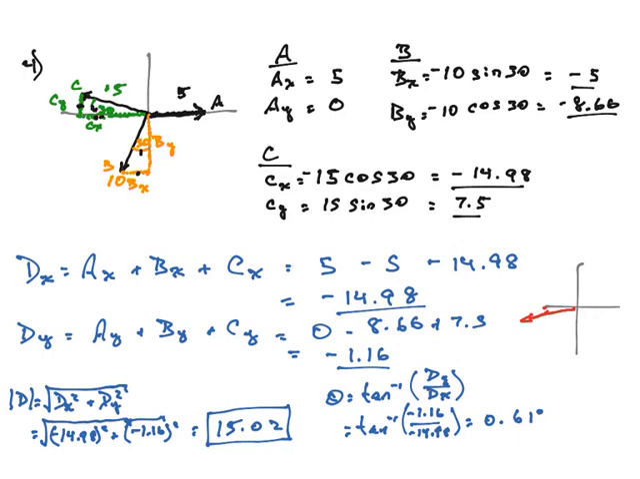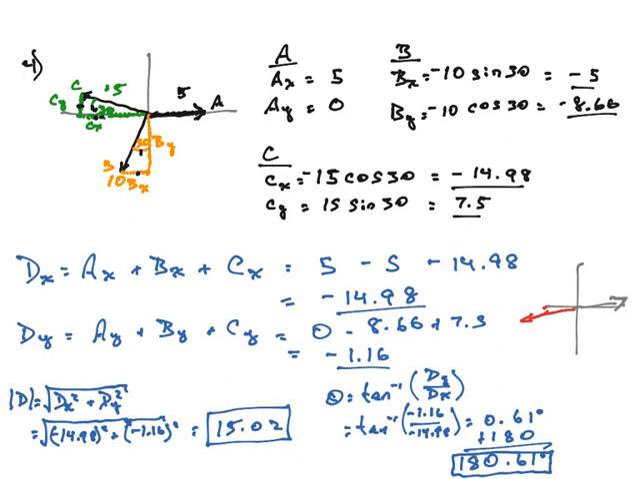However, the answer I got was 0.6. 0.6, that's something like this. Very, very close to 0. That's a first quadrant answer. So they don't match. Since they don't match, I know all I have to do is add 180 degrees to this. So my real answer for the angle is 180.61 degrees.